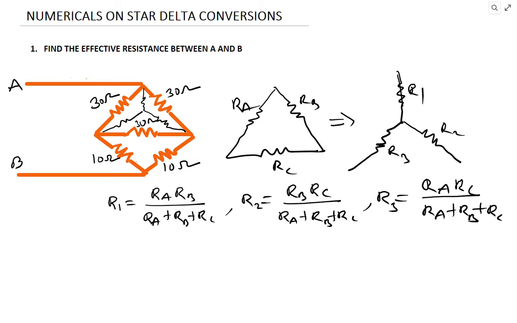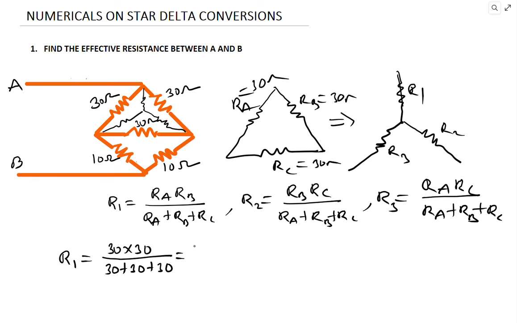Now in our problem, what is RA here? RA is 30 and RB also 30, RC also 30. So what happens here? R1 becomes 30 into 30 divided by 30 plus 30 plus 30. So we get 900 divided by 90. We get 10 ohms. Similarly, we get for R2 also 10 ohms and R3 also 10 ohms.